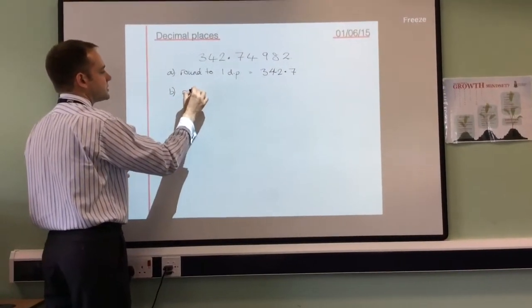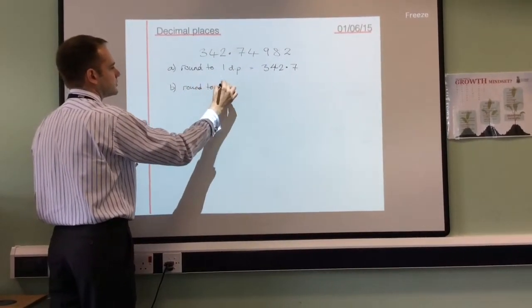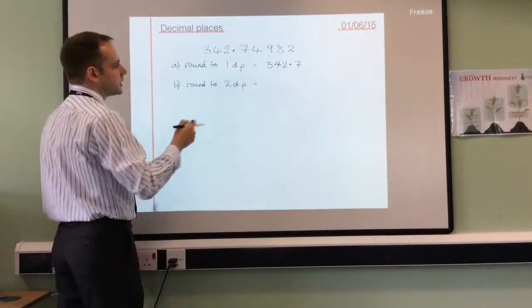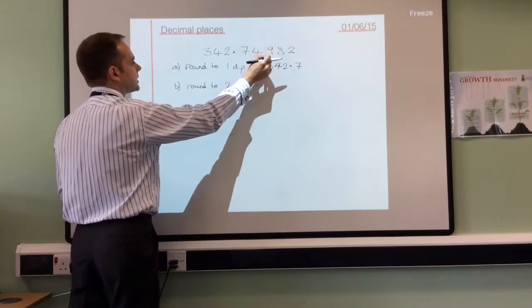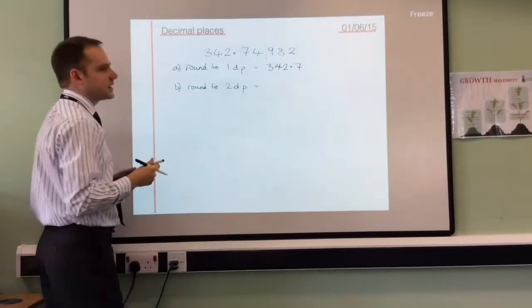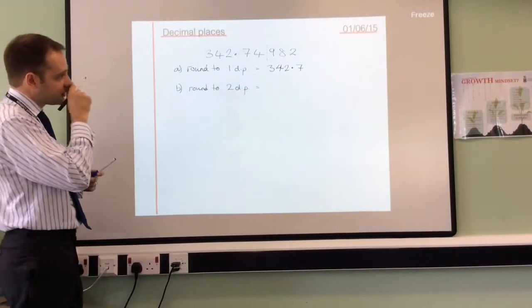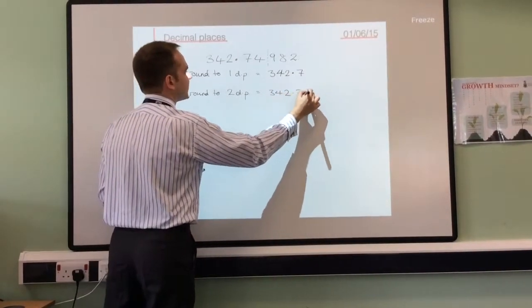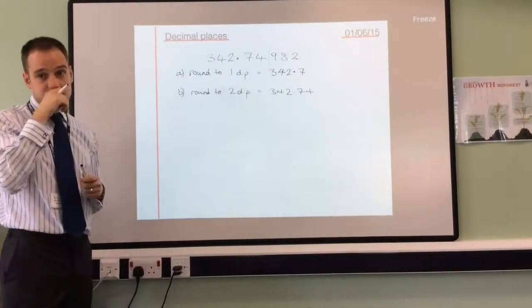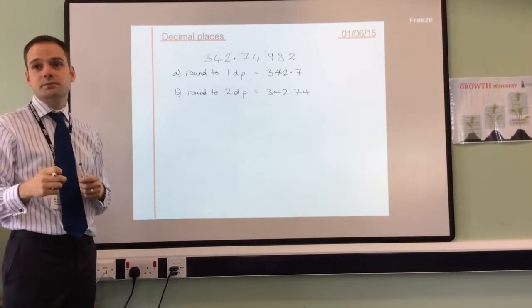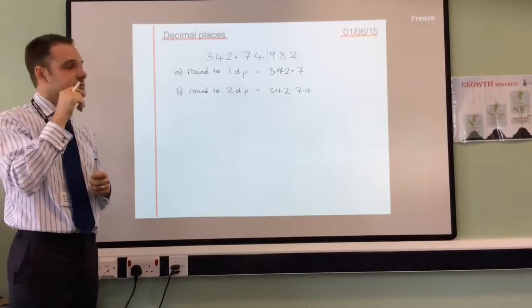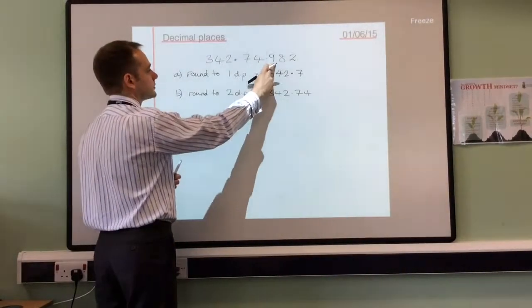If we want to round it to two decimal places, it's a bit more complicated. Here's the line that I'm going to use after the decimal point. So we'd think the answer is just going to be 342.74. But that's not right. Why is that not right? Because 4 has a 9 after it, so you have to round up.